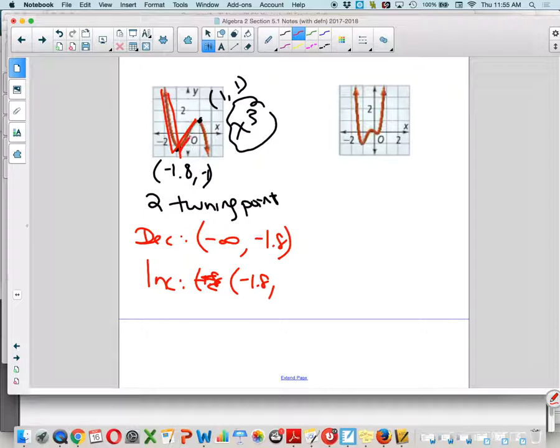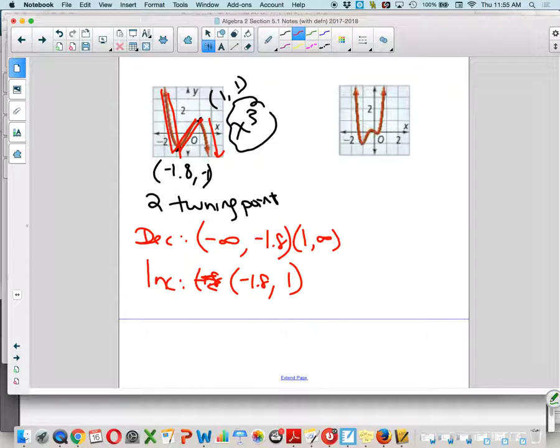And it continues to increase until when? That second turning point. Well, when is that? At an x value of 1. You'll notice we're using the x values. That's because it's my x values that are telling the story of when. When does it change? And then, what does it do? It decreases again. So it decreases from 1 to infinity.